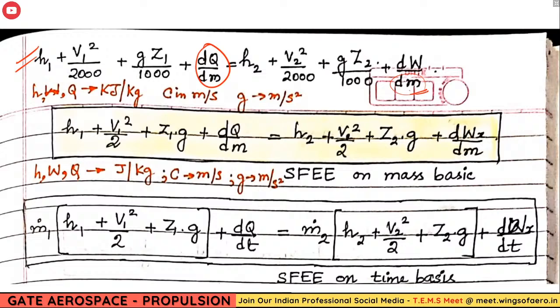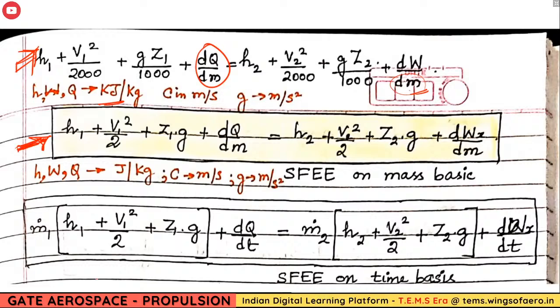Now you have to look into the question and its units. If they have given the unit of H, or the work done or Q, in kilojoule per kg, then you have to use this formula. And if they have given joule per kg, then you have to use this formula.